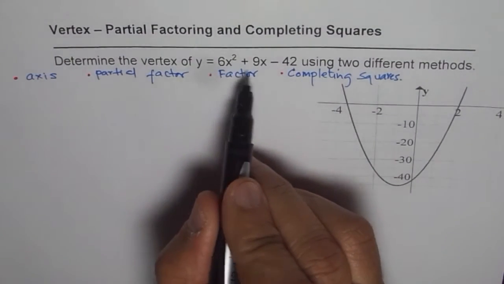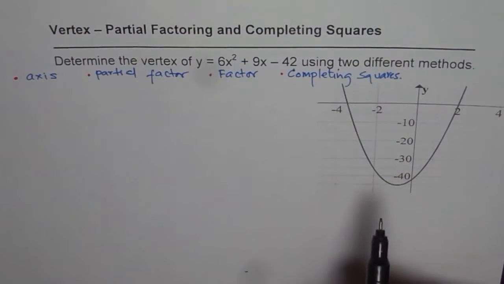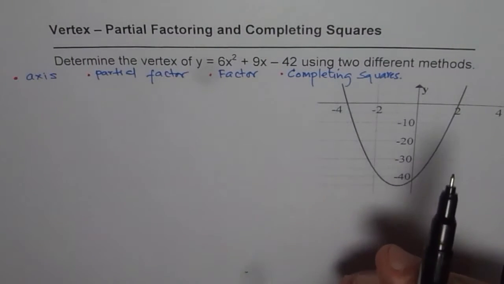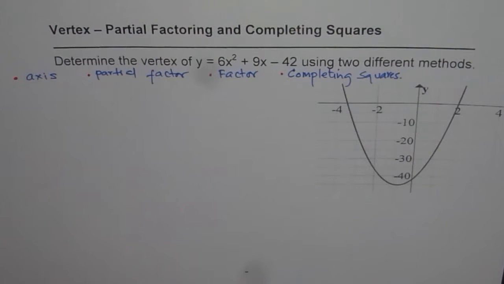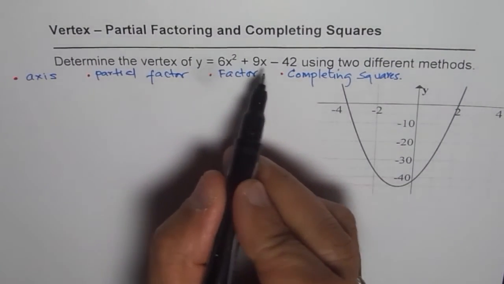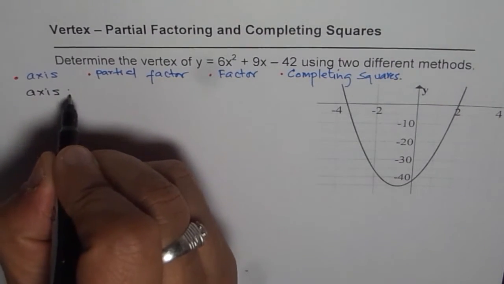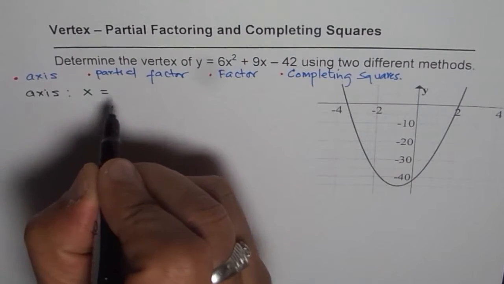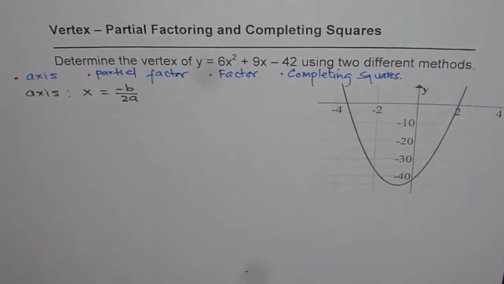Now let's look into the first method, how to find the axis directly when you are given the equation in standard form, as it is given in our case. Always the vertex has to be on the axis. For better understanding, I have sketched the parabola here for you. If the equation is given in standard form, in that case the axis of symmetry, x value, is equal to minus b by 2a. Simple as that.